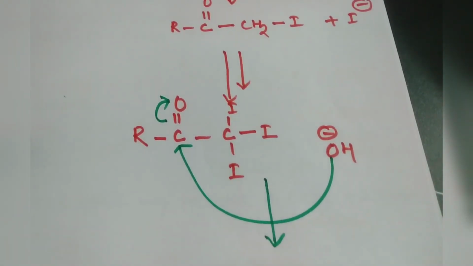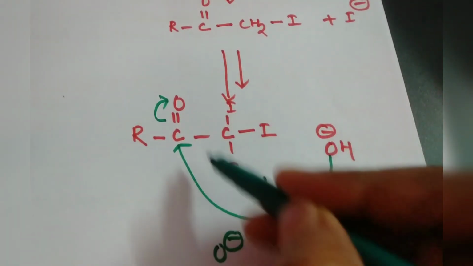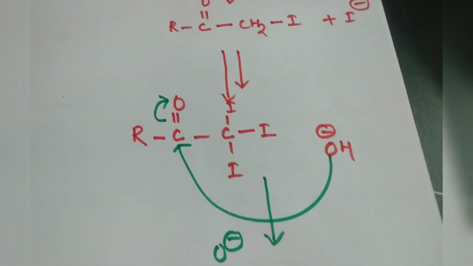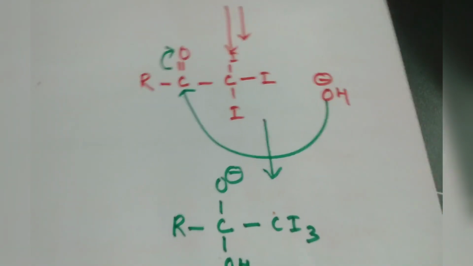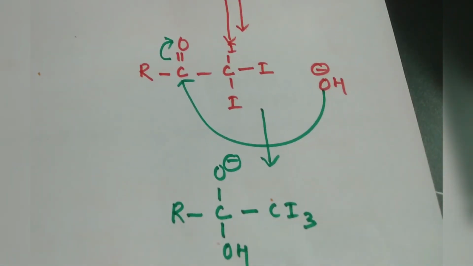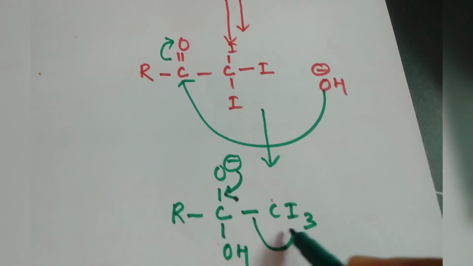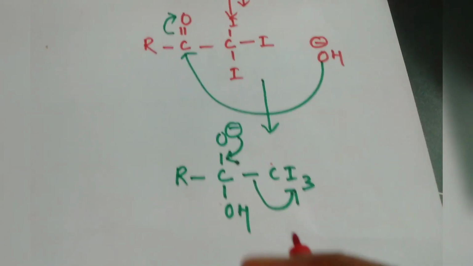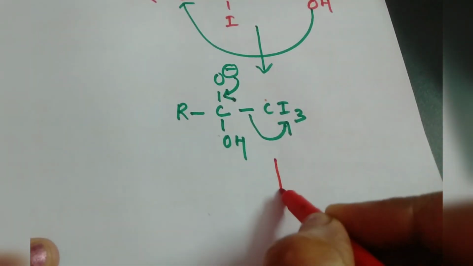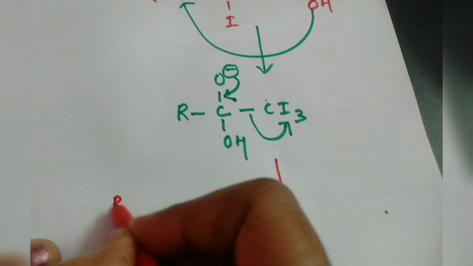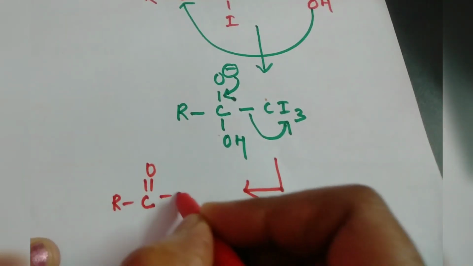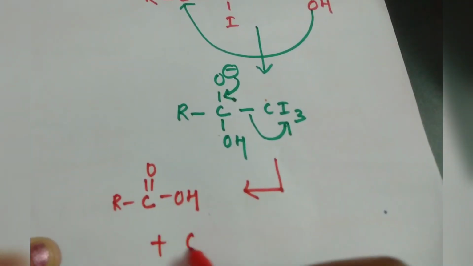Now what will be the product? You will get R C single bond O minus single bond OH. This is your CI3 molecule. Now in the next step, this goes to this position and this is removed. If it is removed, what product will you get? R C double bond OOH, that is your acid, plus another one, CI3 minus.